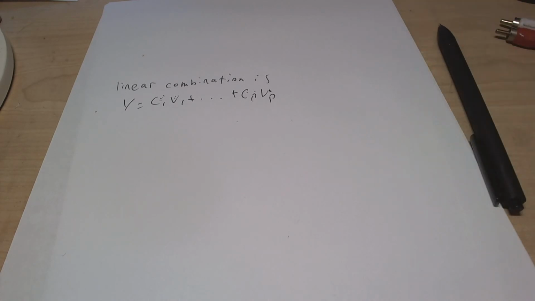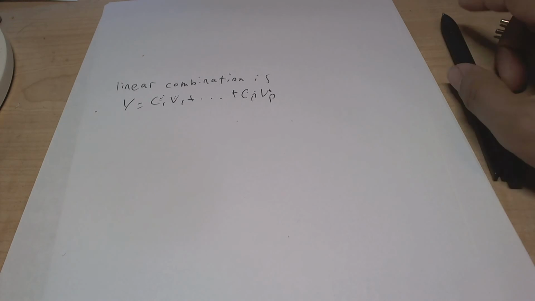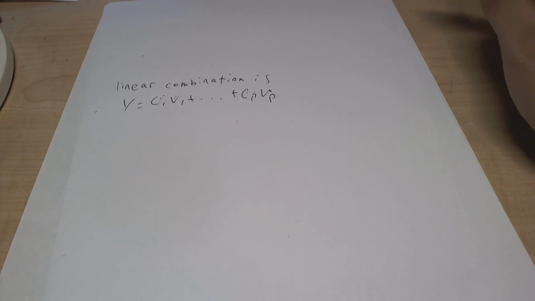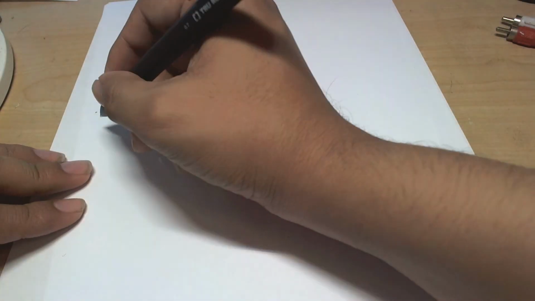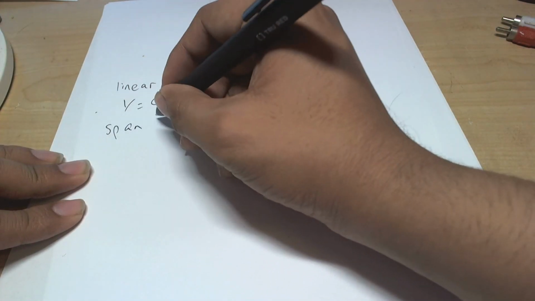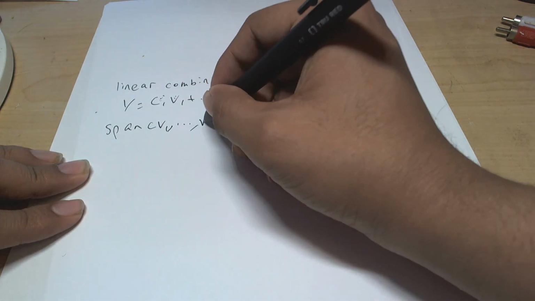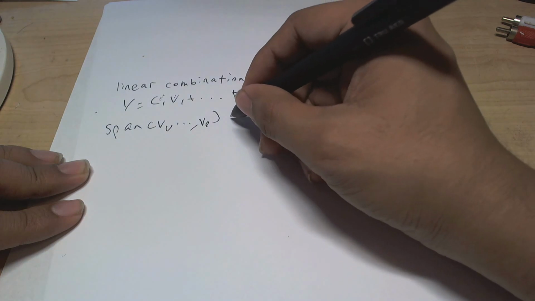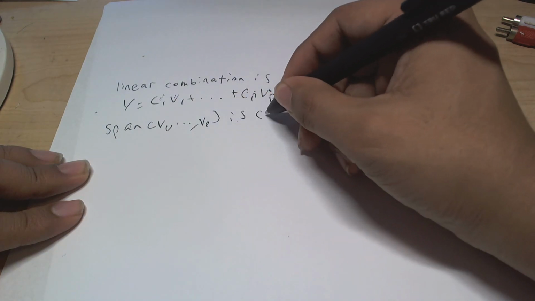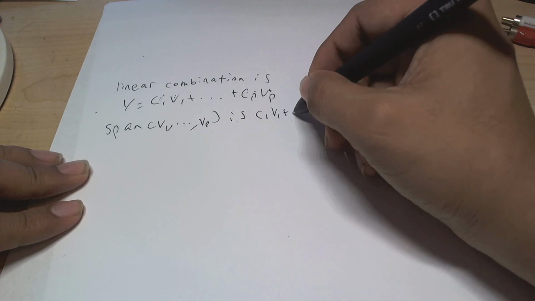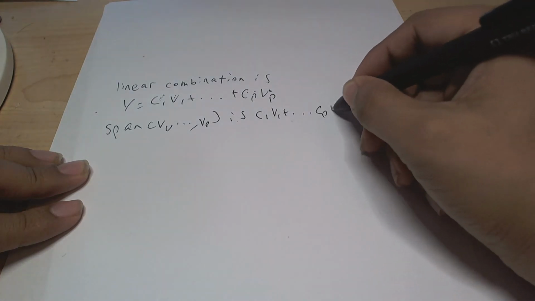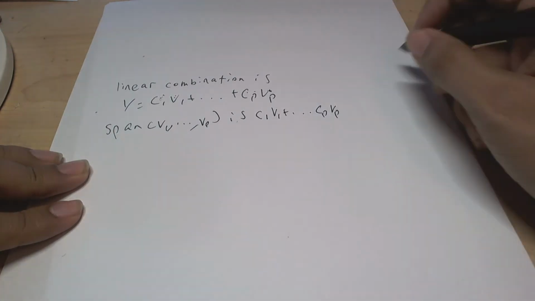That whole idea of generating and spanned. So now with this new insight, I'll just echo what the book said. The span of v sub 1 all the way to v sub p equals c sub 1 v sub 1 plus dot dot dot c sub p v sub p. I should have used an equal sign.